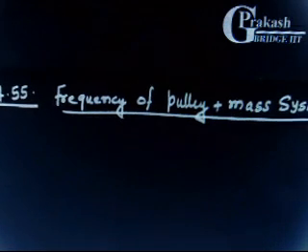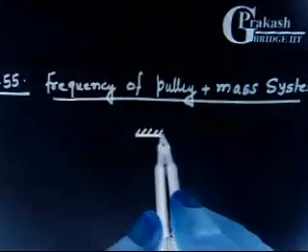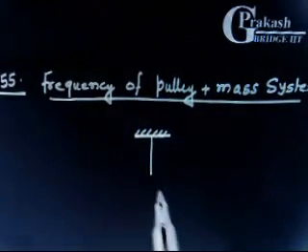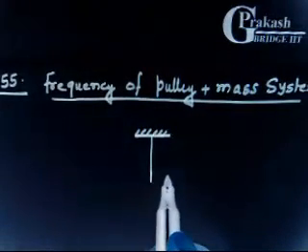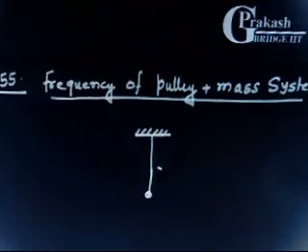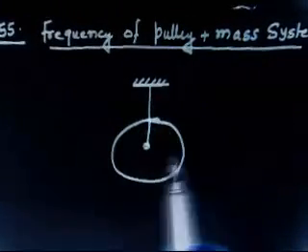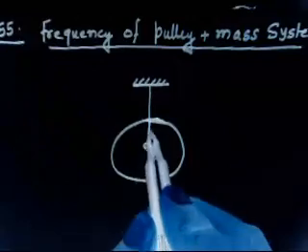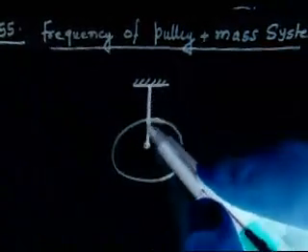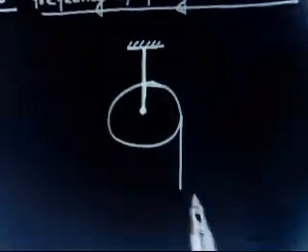Okay, let me make the diagram first and then we'll discuss the problem. So you have some cylindrical pulley. So there is a pulley here, you have attached. So this is the pulley, circular. Maybe I am not able to make it circular. And there is a mass that is attached here.